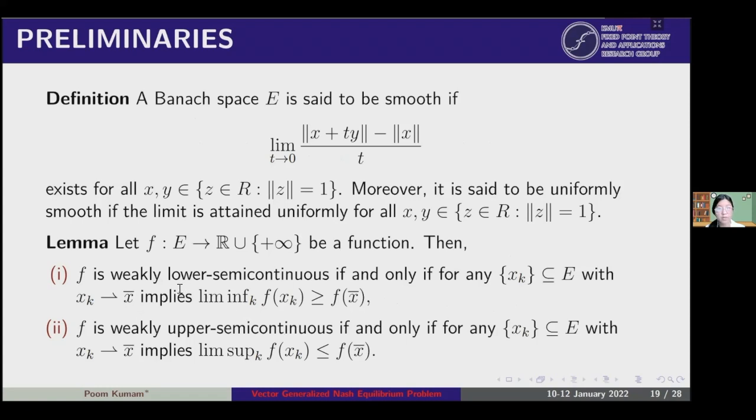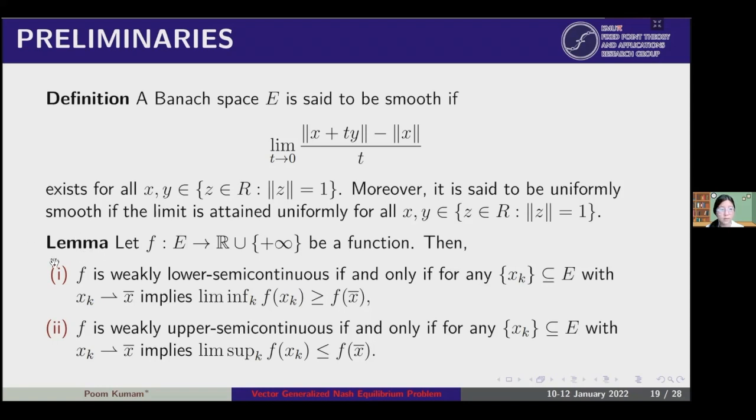Next is the definition of smoothness. A Banach space E is said to be smooth if this limit holds. Moreover, it is said to be uniformly smooth if the limit is attained uniformly for all x and y belonging to this set.